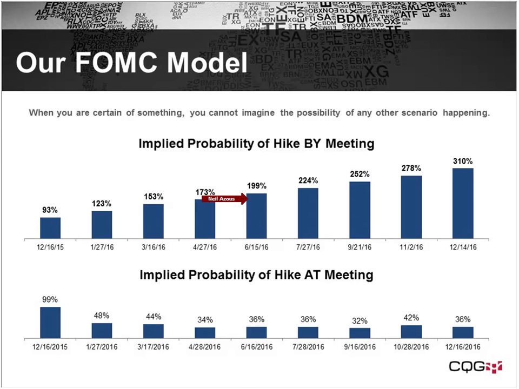I've just put my cursor over that. It's about 99%, okay? So meaning that it's a 50-50 shot of them hiking in March and/or June unless something changes.